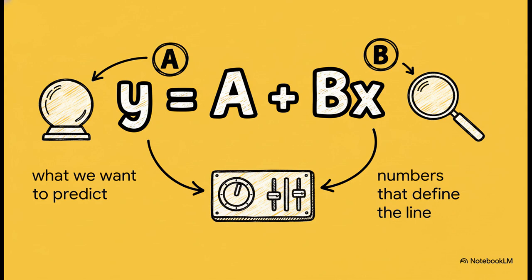And believe it or not, pretty much any straight line you can imagine can be described by this simple little equation. Here, y is the thing we want to predict, like a student's GPA, and x is the thing we're using to predict it, like their SAT score. a and b, they're just the two secret numbers that define our specific line.